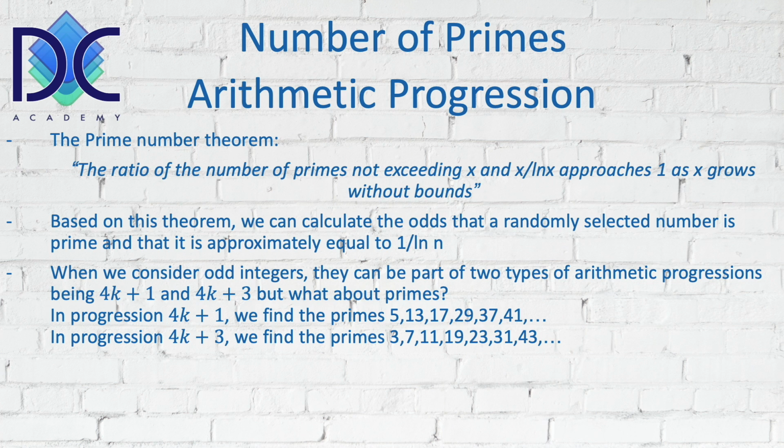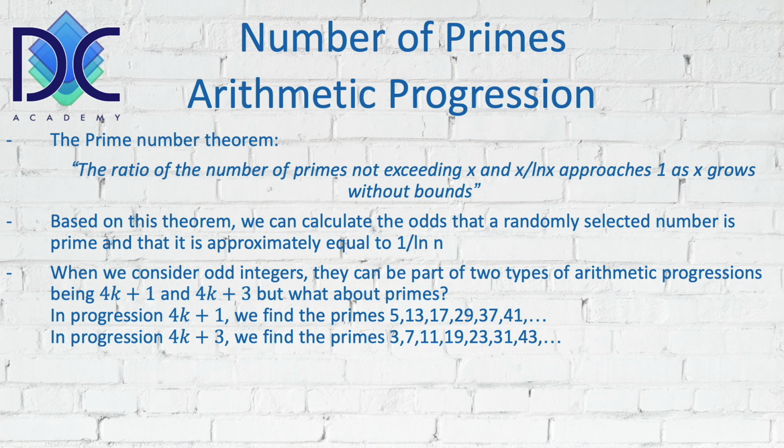For 2, we don't have a prime, it's not in this list. We see that for 2, we find 9, which is not a prime number. But when we have the others for 4k plus 1, we find prime numbers which correspond with this progression: 5, 13, 17, 29, 37, 41. And for 4k plus 3, we find 3, 7, 11, 19, 23, 31, and 43.